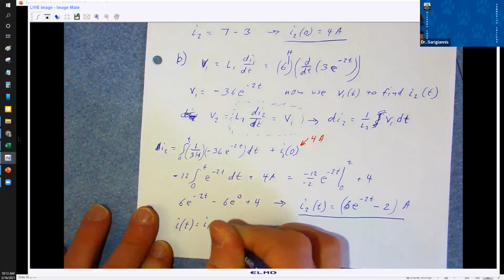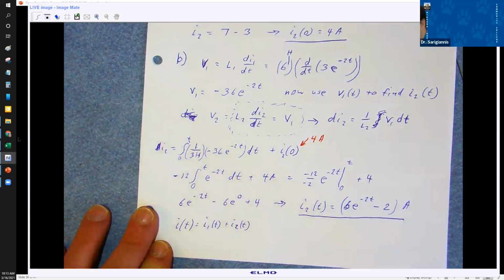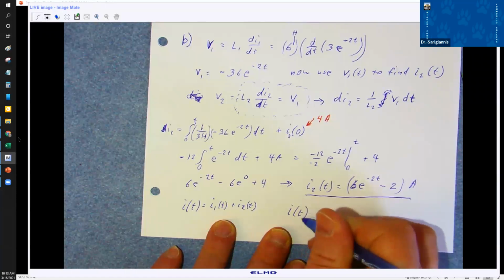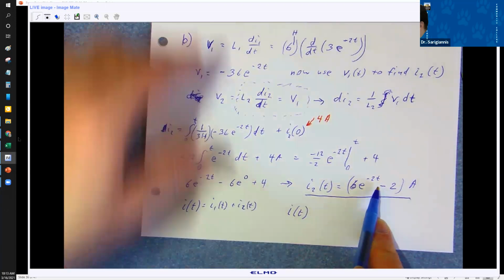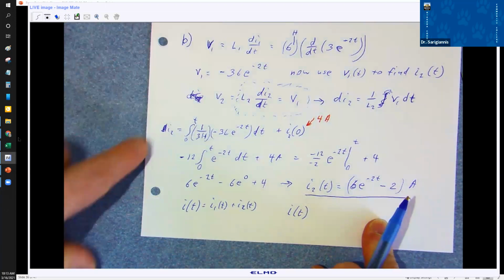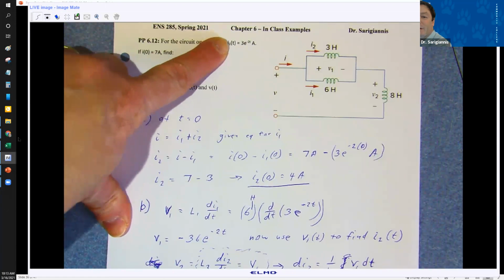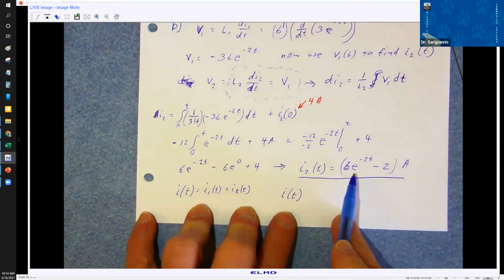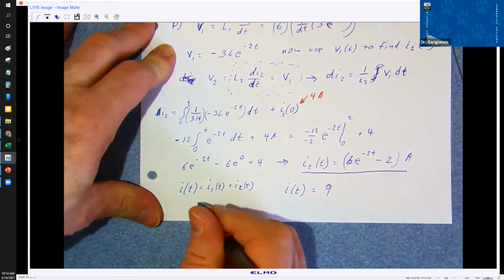is just I1 of t plus I2 of t, right? So I of t is going to be this plus the initial function we were given for I of t up here, I1 of t. All right, so we're going to add 3e to the minus 2t plus this. We're going to have 9e. You know what? I'm just going to write this down here.